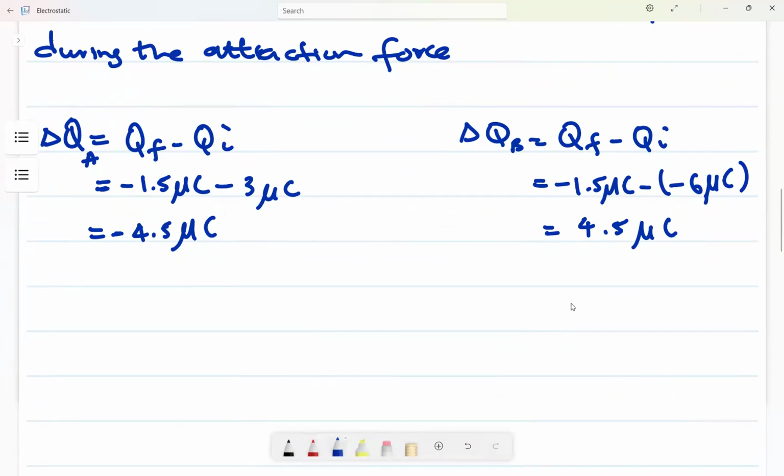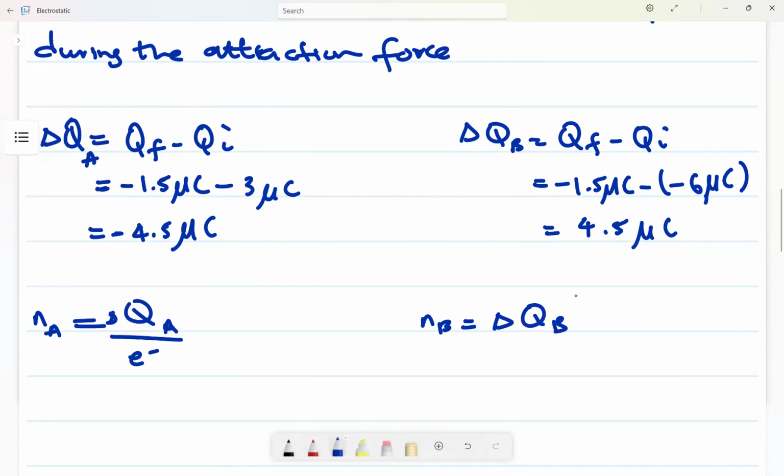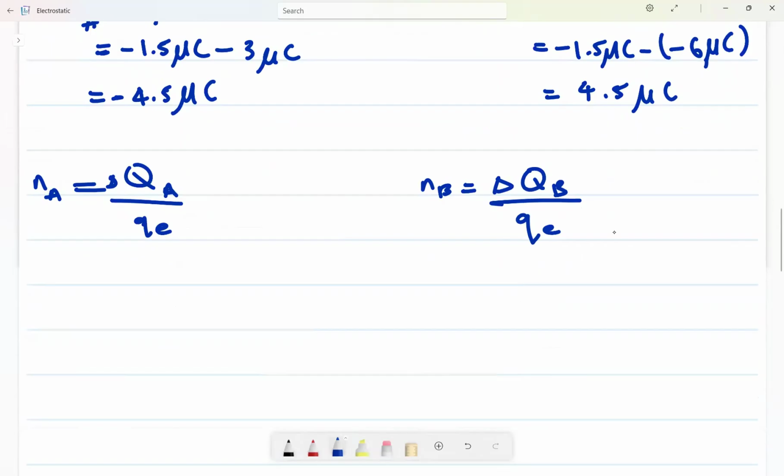But now when they want the number of electrons transferred, for A it is going to be the change in Q of A divided by the charge of an electron, or for B, the number of electrons for B is going to be the change in charge for B divided by the charge of an electron. Let me put it like that. It can be e or just E.